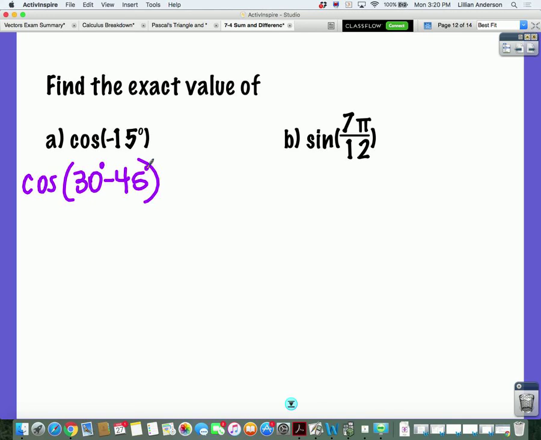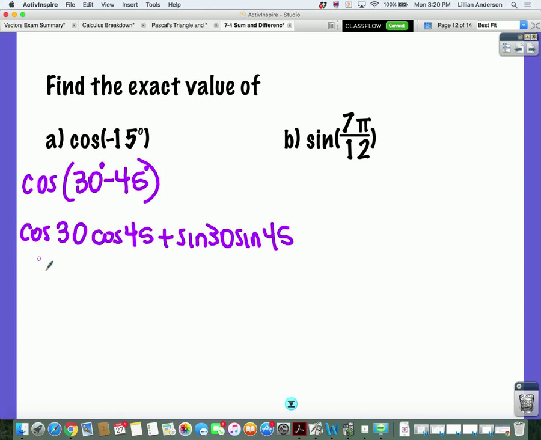Then I can use my cosine difference identity, which says cosine alpha cosine beta plus sine alpha sine beta. Okay? So again, to find exact values of angles that are not on your unit circle, you can use your sum and difference identities. Then all you have to do is, knowing your unit circle, what's the cosine of 30 degrees? That's root 3 over 2. What's the cosine of 45 degrees? That's root 2 over 2.